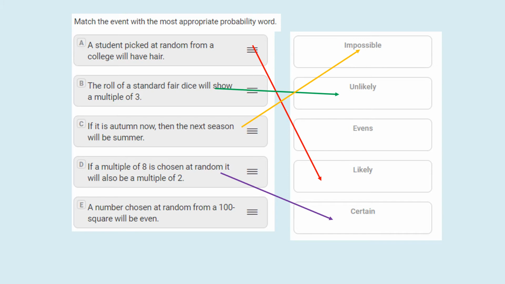E, a number chosen at random from a 100 square will be even. Every second number from 1 to 100 is even, which means that half of them are even and half of them are odd, so the chances will be even. It will be a 50-50 or an evens chance.